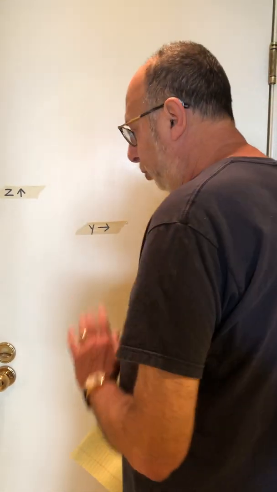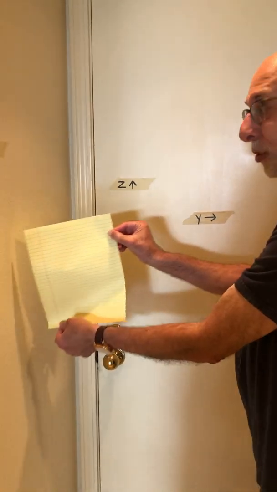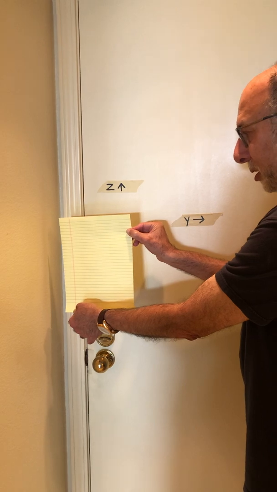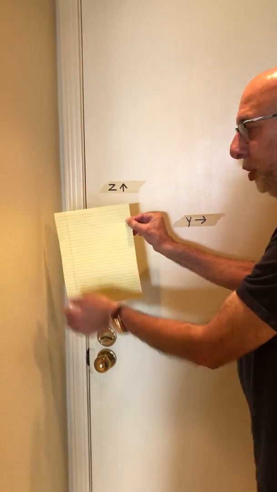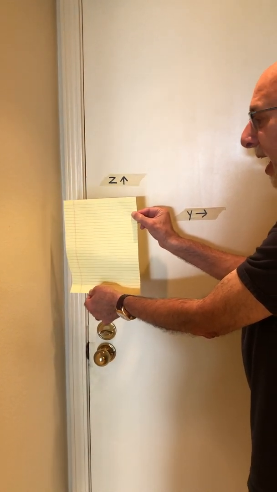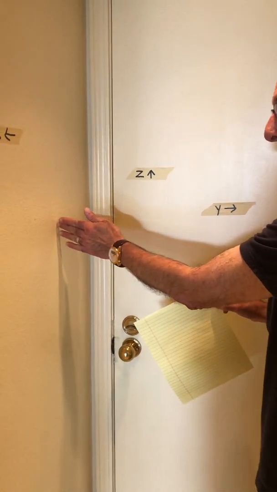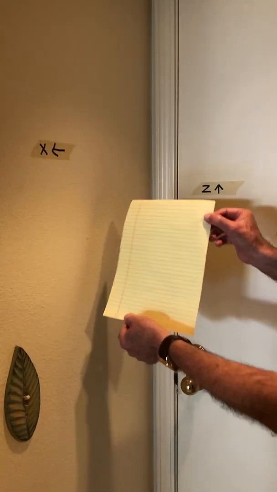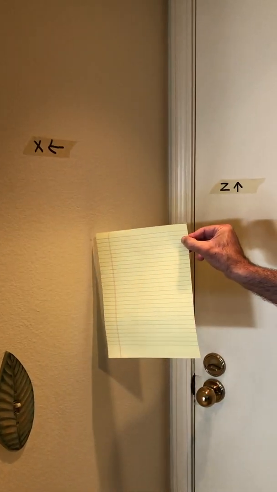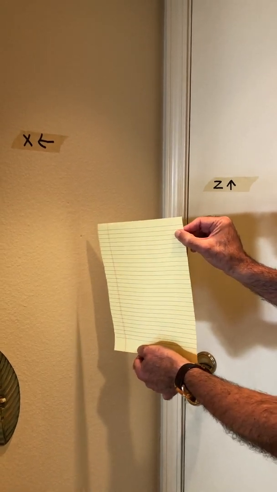Now, suppose I come out 1 unit in the x direction. This yellow paper represents a plane where I've now moved 1 unit in the x direction. So this piece of paper represents the plane x equals 1. Now suppose from x equals 0, I move only in the x direction 5 units. This plane is still parallel to the YZ plane. This plane would now have the equation x equals 5.